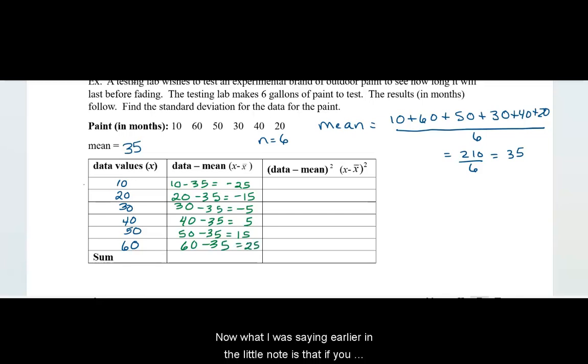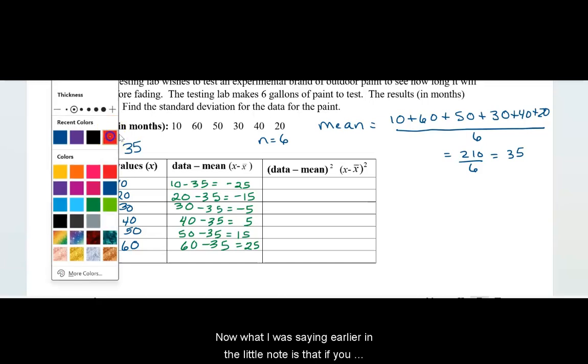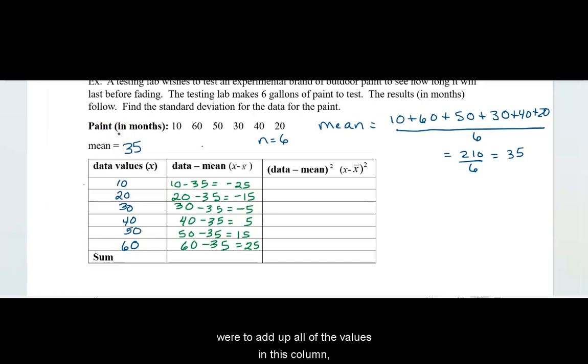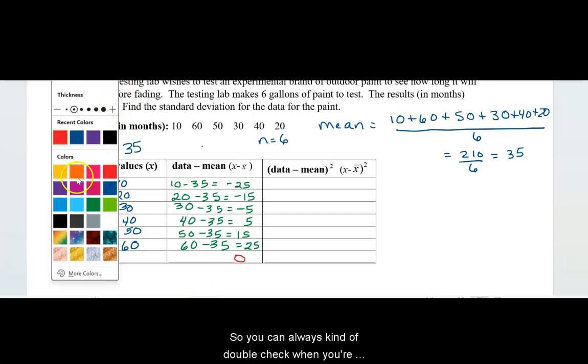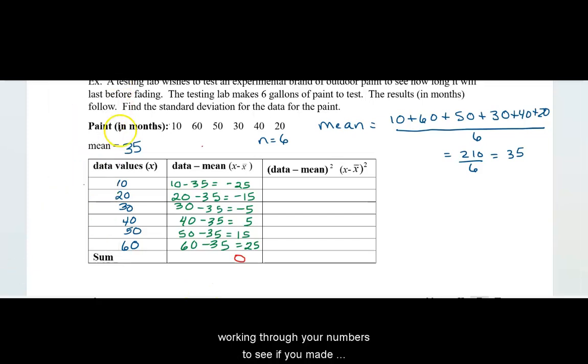Now, what I was saying earlier in the little note is that if you were to add up all of the values in this column, column 2, you get 0. All right, I just wanted to put that. That's just something to note. So you can always kind of double check when you're working through your numbers to see if you made an error, but it should add up to 0.